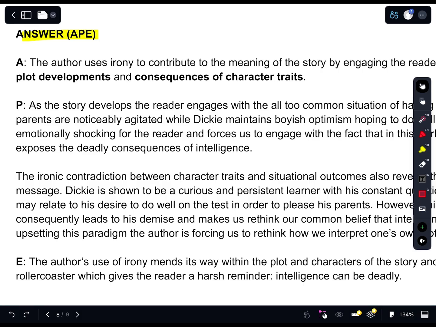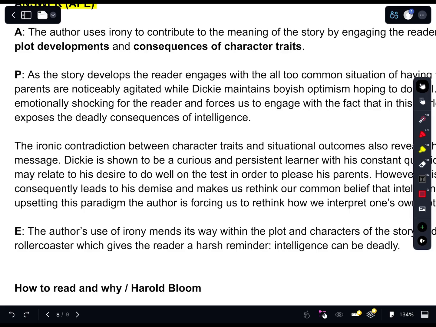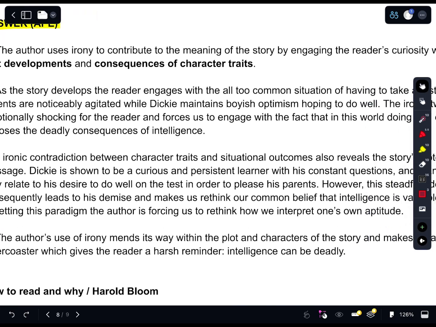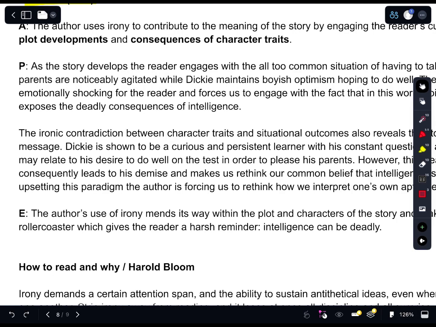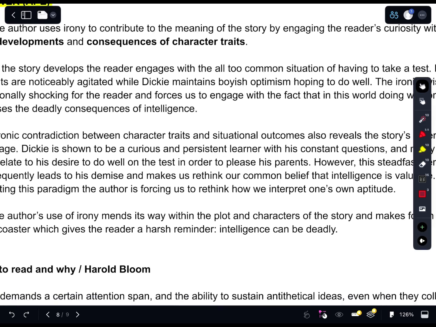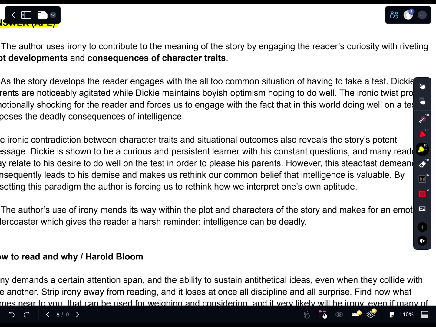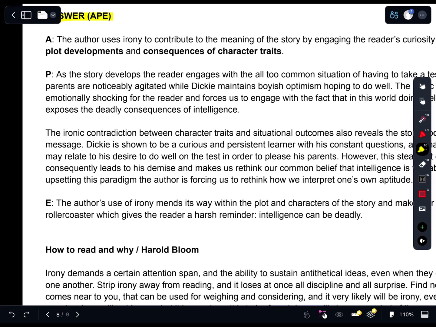The irony is in the plot, and that makes the reader really focus in, they get emotionally invested, and they think about this theme that intelligence can have deadly consequences. Moving on, the ironic contradiction between character traits and situational outcomes also reveals the story's potent message. So now my topic sentence is all about the character traits, but I link it back to the plot, the situational outcomes, and say that that also reveals the message.